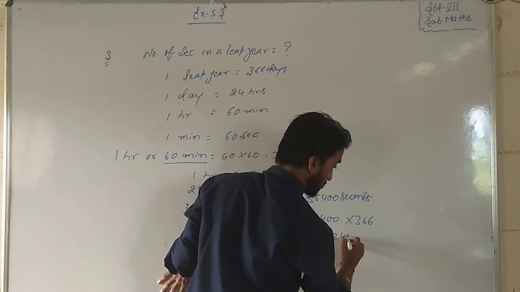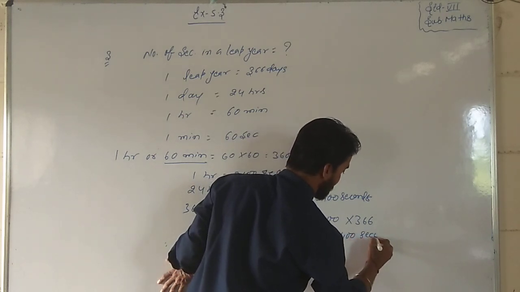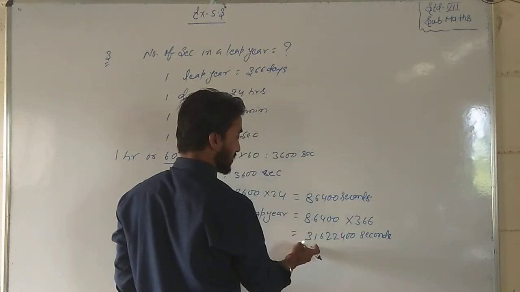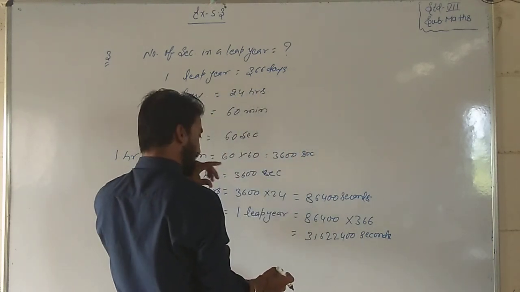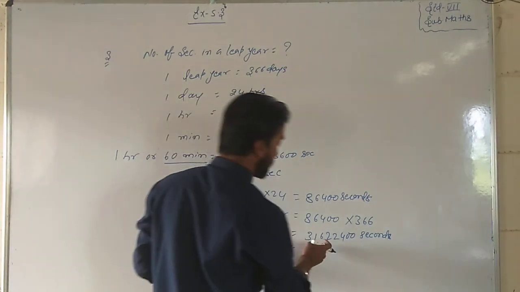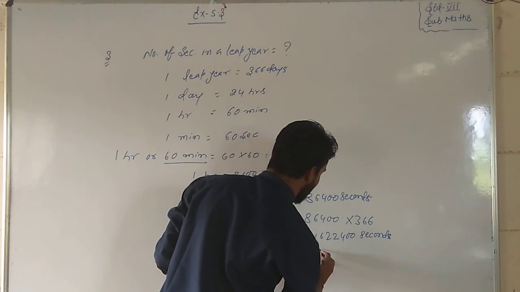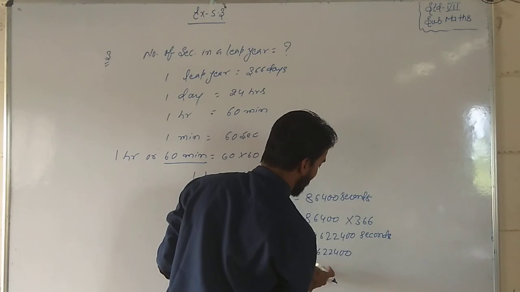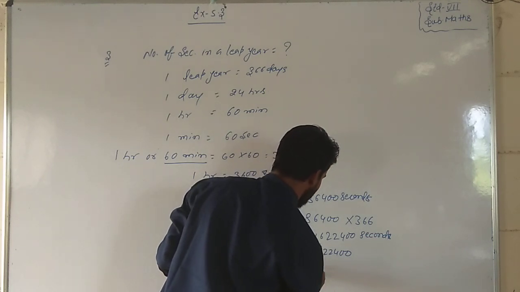31622400 seconds may become. Okay, so multiply it. It's your duty. 31622400 seconds. If we want to write in a standard form, what will we do? We will do it simply. 3.1622400. Can we write? Instead of this one, what can we write?